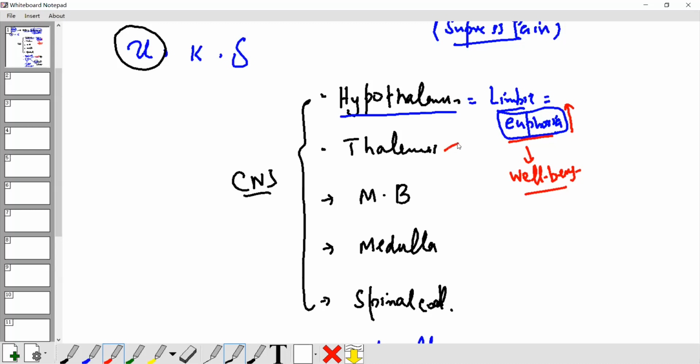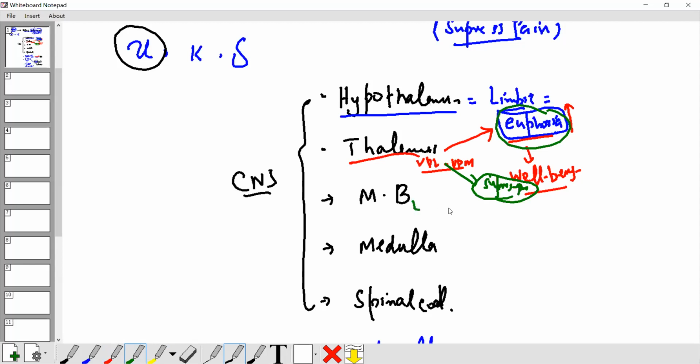In the thalamus, again same thing, anterior nucleus. In the thalamus we also have, if you remember, VPL and VPM. The action inside the thalamus also suppresses the pain. This is a benefit. Euphoria here is just a main side effect.